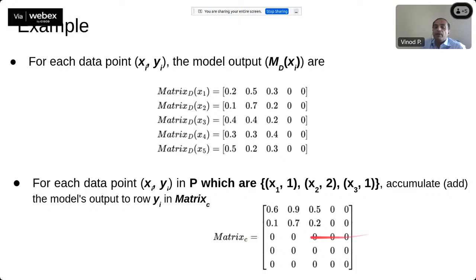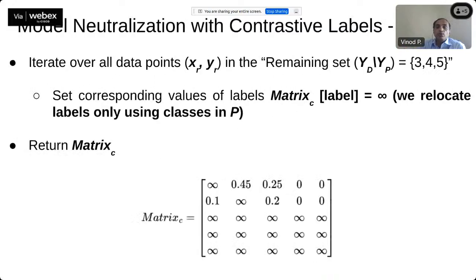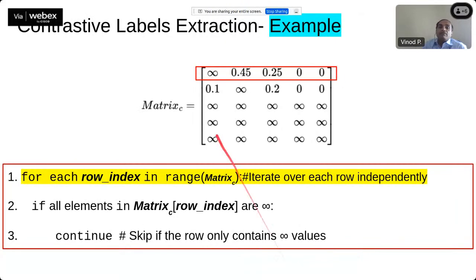Since the other labels, like labels 3, 4, 5, are not required, we will give them a very high value, which is called infinite. So we make rows 3, 4, 5 infinite. Whatever I am speaking is there in the slide, and I will share the slides with you. This is called the remaining set, because I want these classes to be preserved.